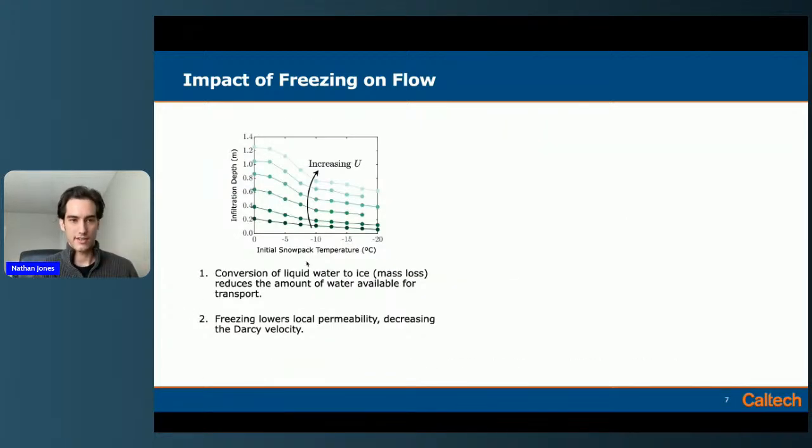The other thing we can vary here is the infiltration rate. So I'm plotting the infiltration depth after around, I think, 3 hours of simulation time. The x-axis is the same, initial snowpack temperature. And here we're plotting the infiltration depth for a family of curves of different initial snowpack temperatures and increasing meltwater flux rate U. And so we get similar behavior. Of course, with colder temperatures, we're going to decrease the infiltration depth, and with more mass flux, we would expect the infiltration depth to be higher.